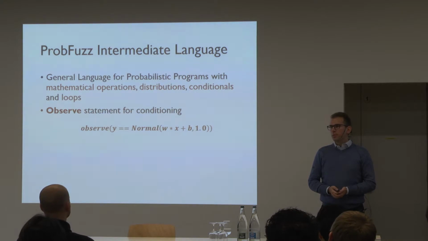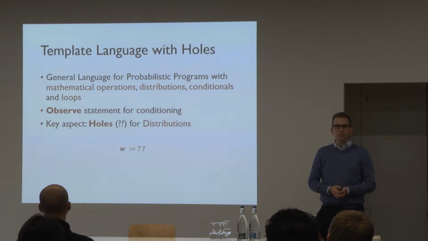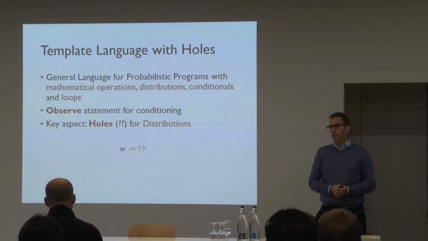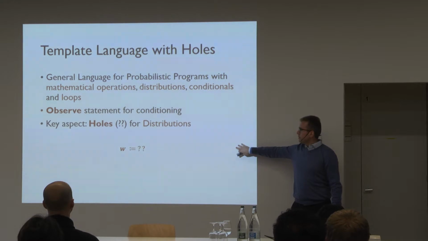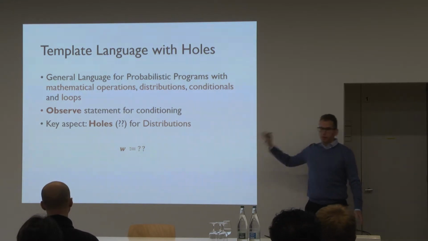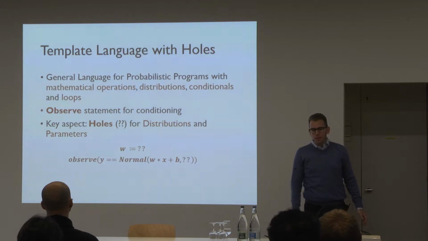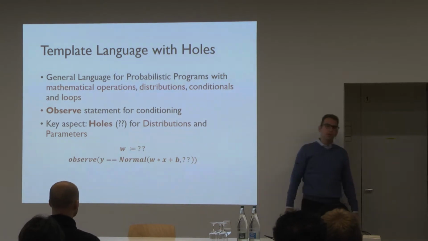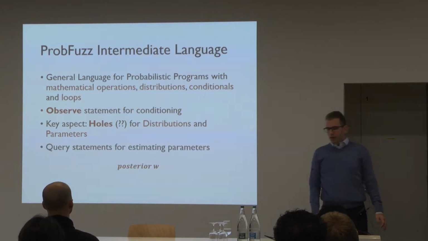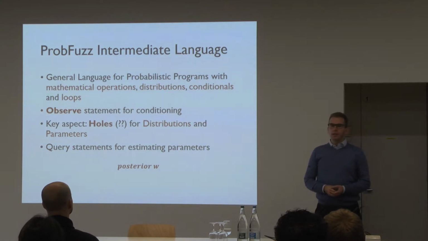And the key aspect for building our templates is having holes, which specify that some part of the structure may be missing. It's also familiar to those of you who have seen program synthesis and sketching. So for instance, here we can say that the distribution of W may be something that we will fill in, or we may put that also for parameters: this is a normal distribution where the mean and variance are unknown. And finally, the language can express probabilistic queries, like asking for a posterior distribution of some of the parameters or its expected value.